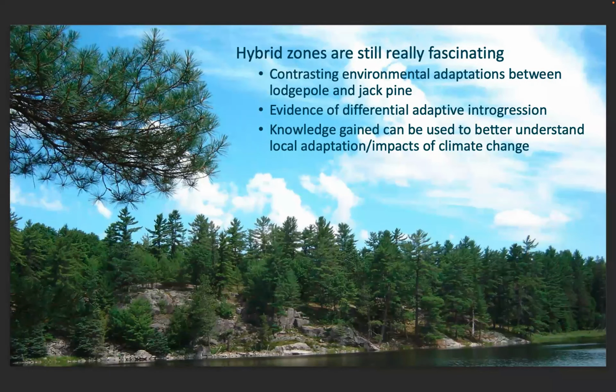And so from this work, we're still kind of unpacking it and interpreting all of these clinal zones. But what we found is that hybrid zones are still really fascinating, and that we found some contrasting environmental differences between lodgepole and jack pines. So there's different environmental variables that are important in their adaptation, and that there is evidence of differential introgression in this hybrid zone, and some of it is potentially associated with climate. And this sort of information can be really important for understanding climate change impacts, forestry, reseeding, stock management, all of those really great things that we're interested in.